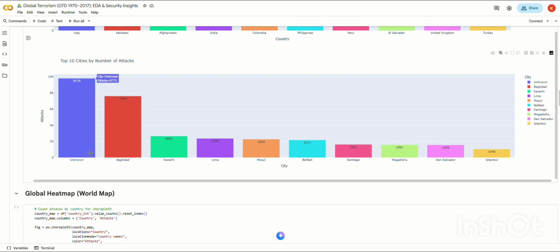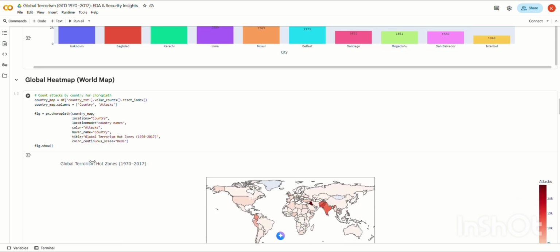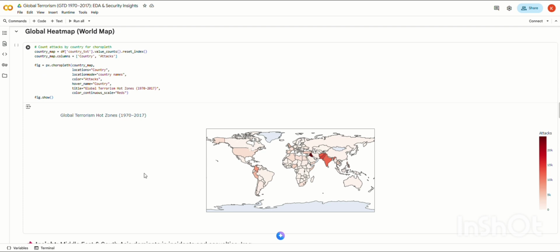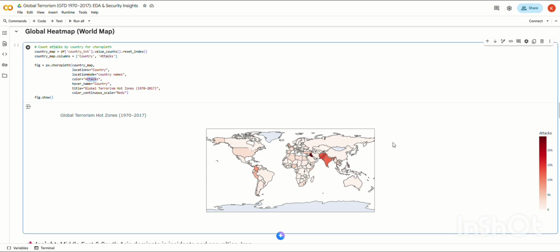Bar charts give us numbers, but a world map helps us to see the bigger picture. By plotting attacks as a choropleth heat map, we can visualize terrorism intensity across countries over the entire period. The darker the shade of red, the higher the number of incidents.